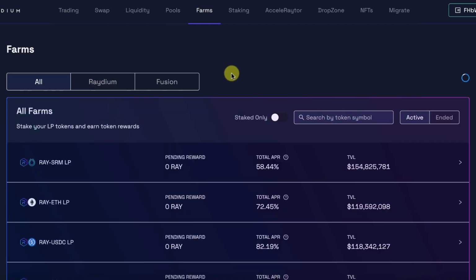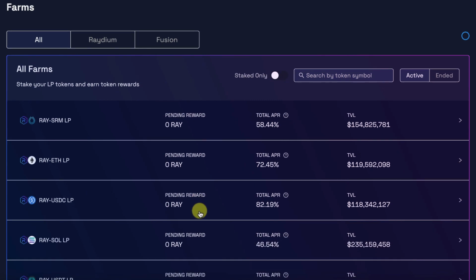You have also farms. You have yield farms because they want to incentivize people to add liquidity into Raydium DEX. So you have very juicy, nice farms. You can stake Ray with ETH, Ray with Serum. Ray is actually the native token for the Raydium decentralized exchange.